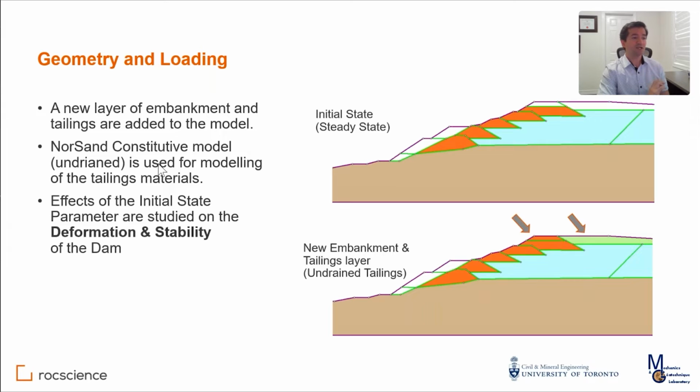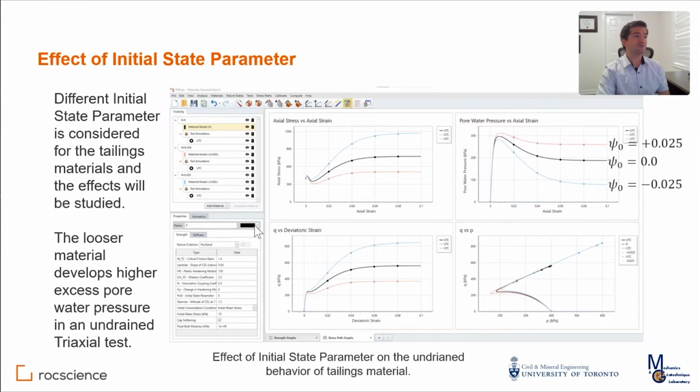What I will be focusing on is going to be mostly the effect of that initial state parameter that Mason mentioned on the deformation and stability of the dam. So this is one of the more important parameters, and this is the one that is going to indicate that the sand is dense, loose, or medium dense. The rest of the parameters are the same. This is the one that is controlling the effect of denseness. So as an example, I'm showing you here the results of an undrained triaxial test on the same sample of sand under conditions of different initial state parameters.